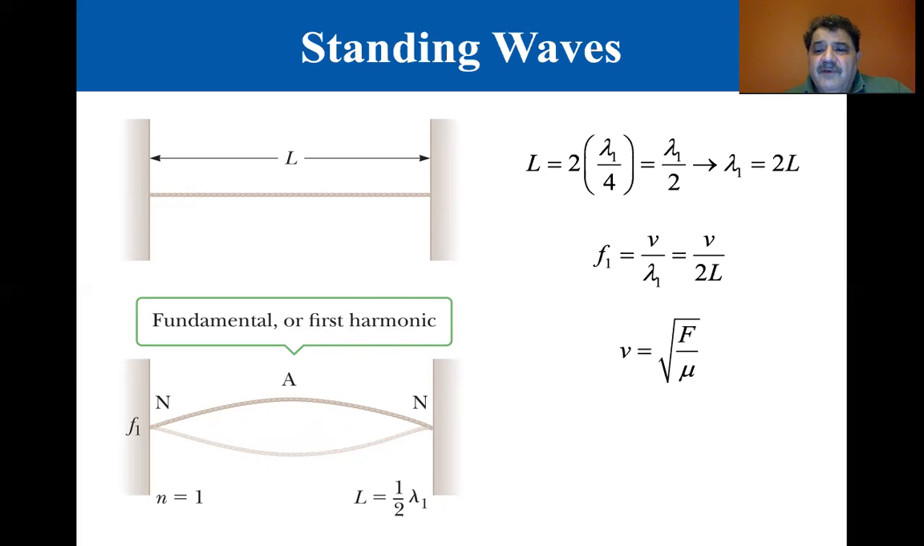Well, remember that velocity was defined as the square root of the force over the density per unit length. So the frequency is equal to 1/2L times the square root of the force divided by the density per unit length, the force, the tension. I may have said frequency. The force is equal to the tension in the string.